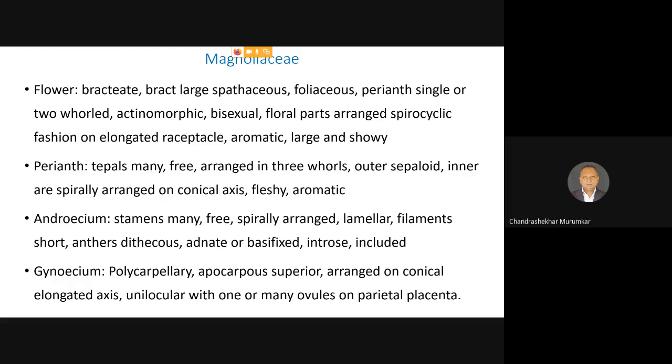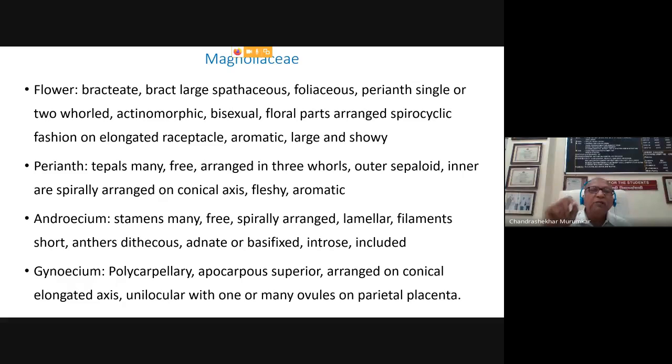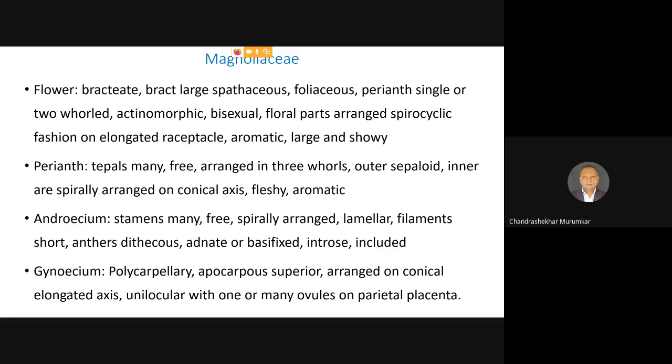So the stamens are lamellar stamens. Remember, the spirally arranged free stamens, the adnate anthers, and the lamellar anthers or lamellar stamens are a distinguishing character of this family. That's why this character is very important. Then, as I told you, they are introrse, opening inside, and they are included, that is, present within the flower.